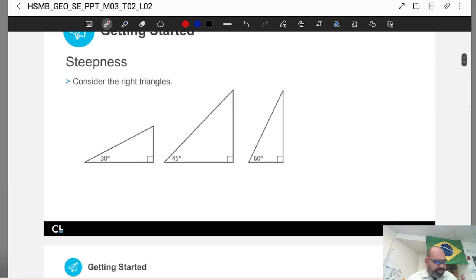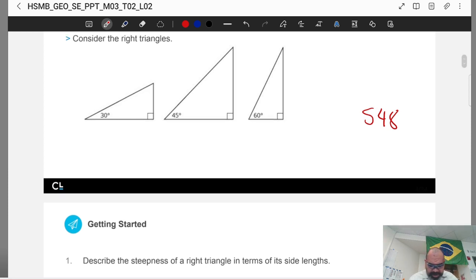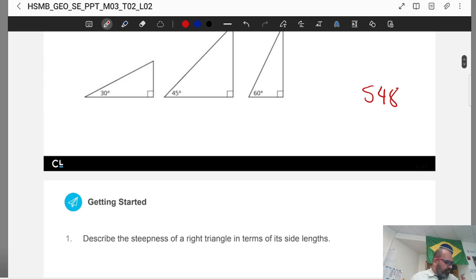Let's go to our lesson now. Steepness. Consider the right triangles over here, as you see. Which page am I on right now? 548. We have 30, 45, and 60 degree angles. Describe the steepness of a right triangle in terms of its side lengths. What do you notice about the angles and how they change the steepness? Question number two. Compare the steepness of the triangles shown in terms of their given reference angle. How do you explain this in words? Pause the video and try to explain in words, not math, just words.